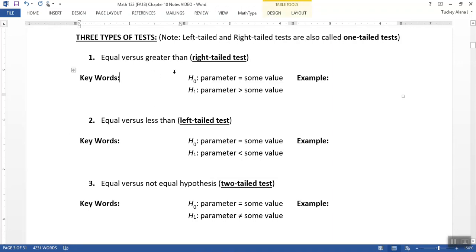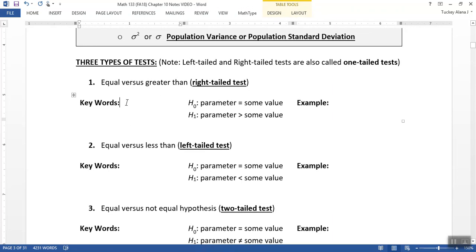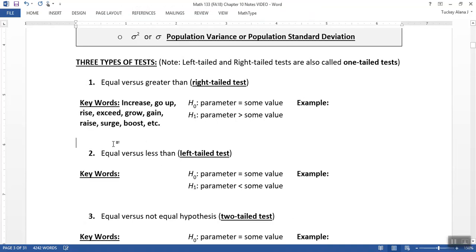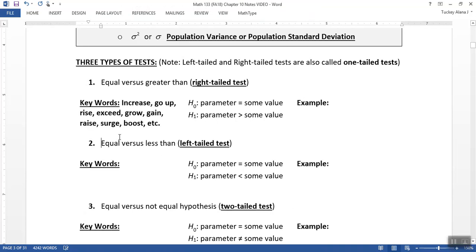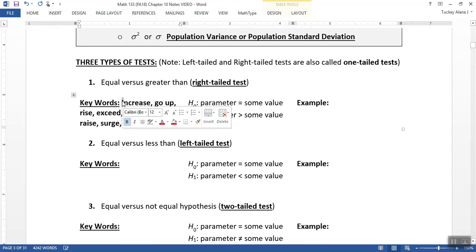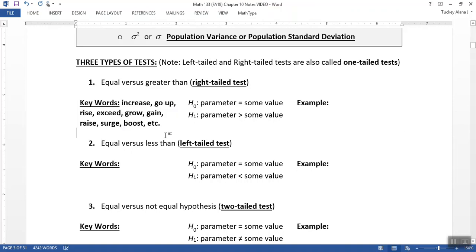Okay, so if I was doing a right-tailed test, some of the words that I might spot in the problem that'll cue me in that this is a right-tailed test would be things like increase, go up, rise, exceeds. So let me write some of these words in for you. Pick your synonym for increase because there are just tons and tons of them, but that's what you're looking for. You're looking for words that are going up. So increase, go up, rise, exceed, grows, gains, raises, surges, boosts, all of these words. They all mean growing, greater than.